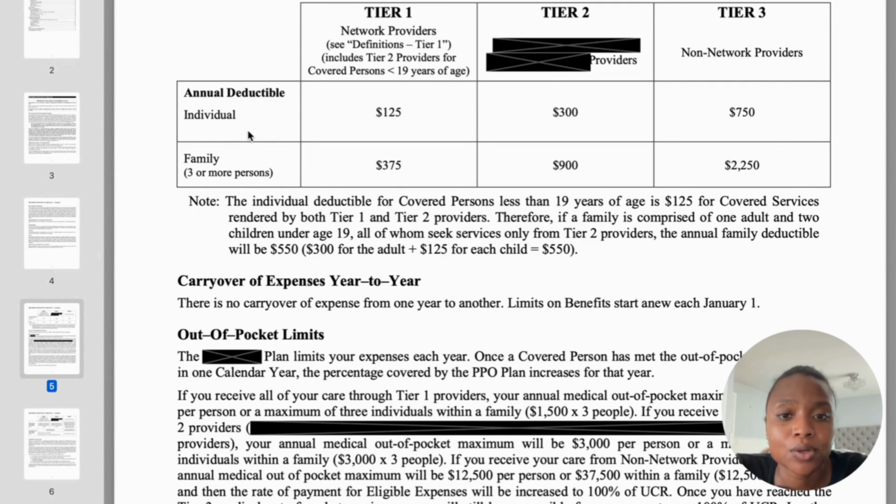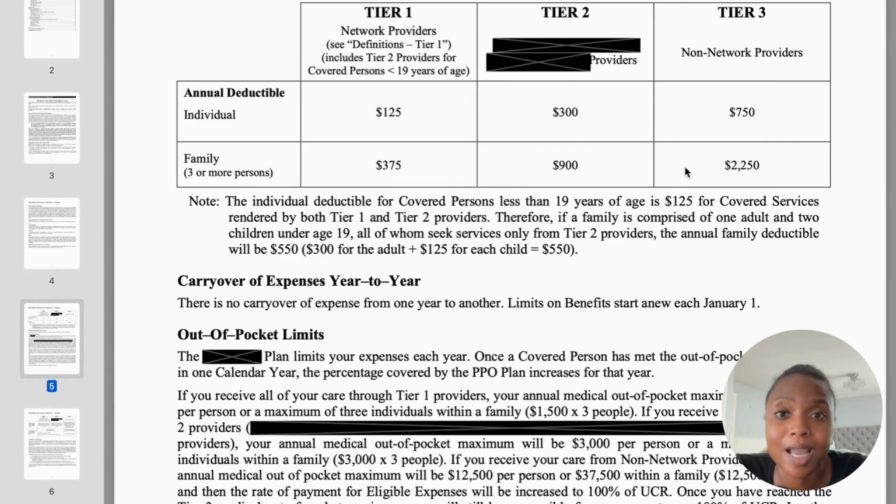So you can see here the deductible for an individual plan, if you're seeing tier 1 providers, is $125. For tier 2 providers, it's $300. And for tier 3 providers, it's $750. Whereas the deductible for the family plan is $375 for those 3 plus people in those plans, $900 for the people in that family plan and for tier 2 providers, and $2,250 for tier 3 providers.